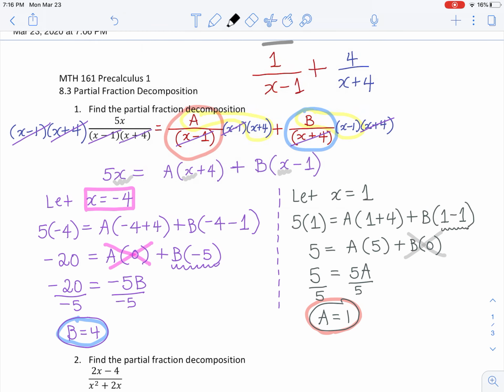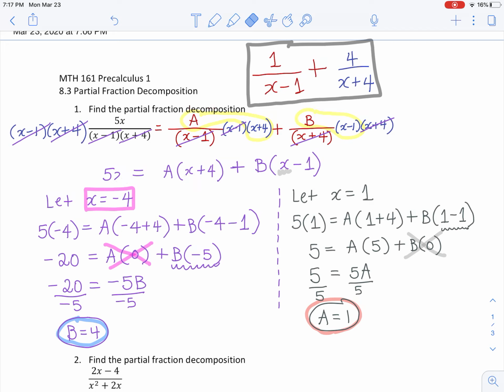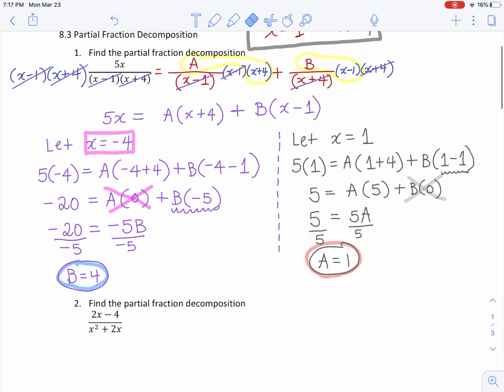This is what you want to make sure to box when you submit your classwork. That's your answer. Don't stop after finding A and B. I want you to keep on going and find the partial fraction decomposition. So that was the first example. I hope you understand that very first example. But let's keep going and try another one. It's going to be very similar.